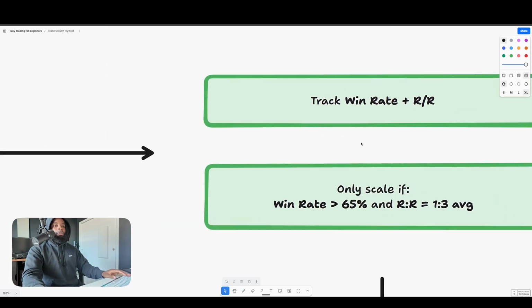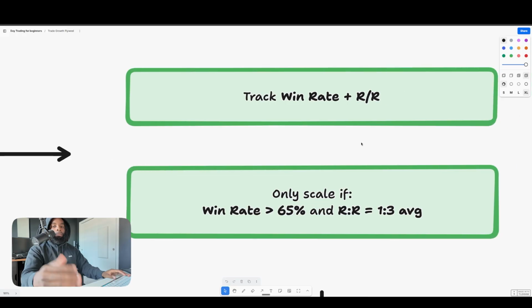Now, going to the next thing, you want to track your win rate, your RR. That's the biggest thing, and that's also what we're going to be doing when we're using Locker Trade. And if you guys don't want to use this tool, you don't have to use this tool. You can go with Notion. You can go with Excel sheet. You can go with any journal.